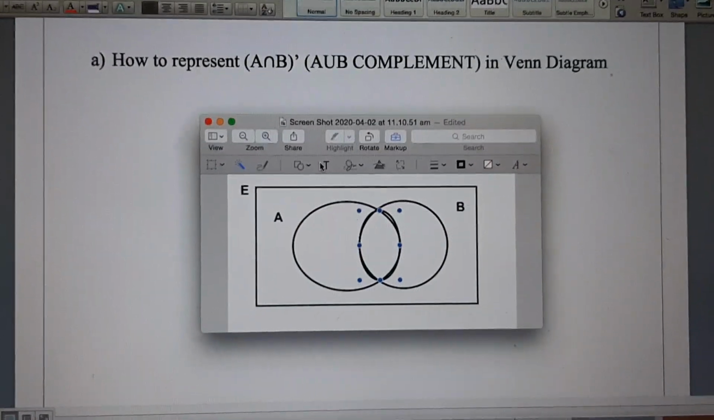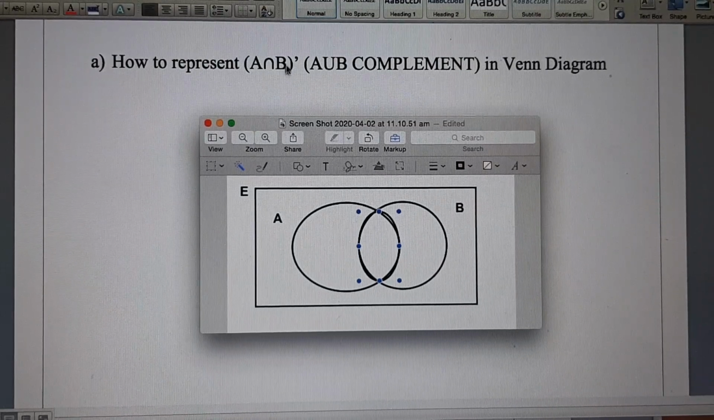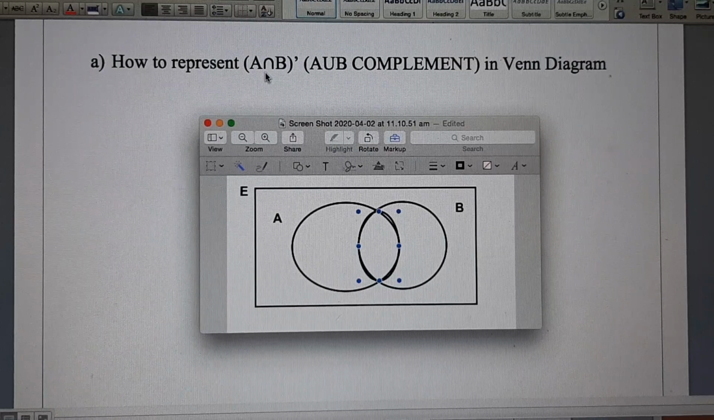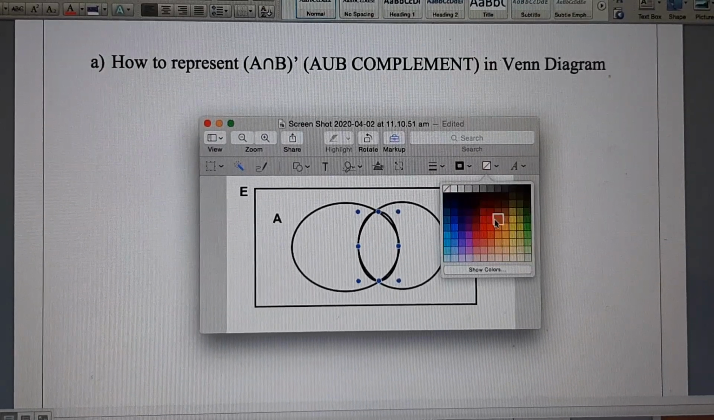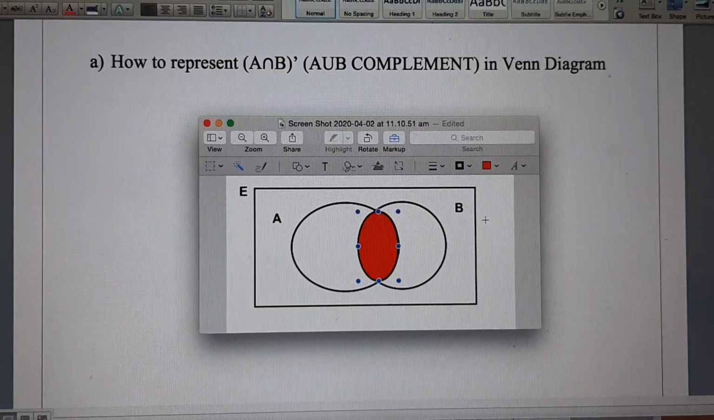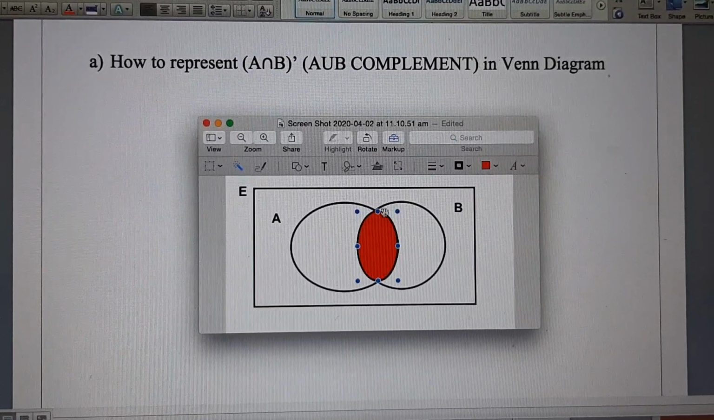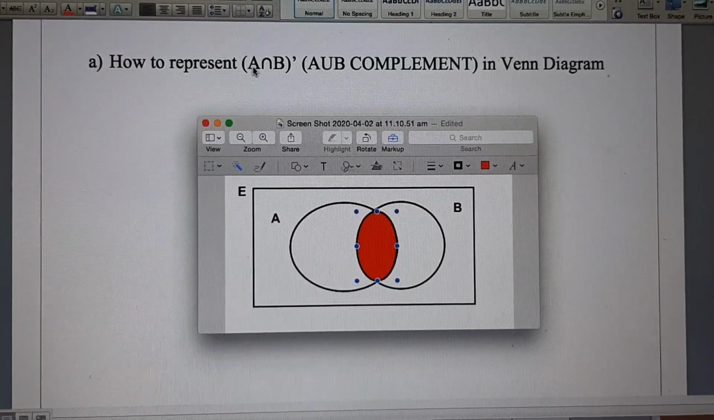Now consider the case when you have to shade A intersection B complement. Now first of all, identify the area that is included in A intersection B. And as you know, A intersection B includes the area which is basically the overlapping part, or which is common to both A and B. Now this part is the overlapping part, and the overlapping part is basically the intersection part of A and B.